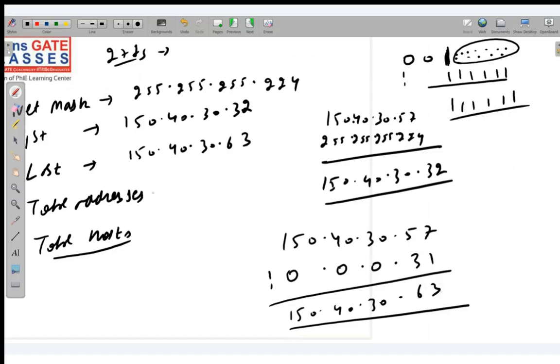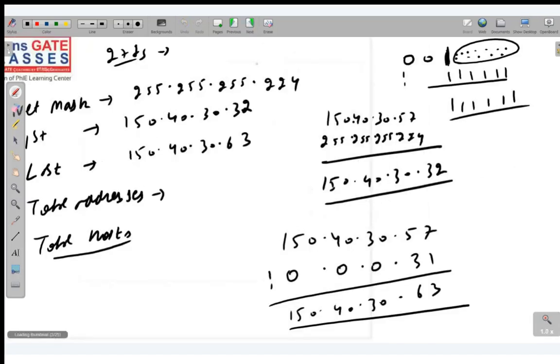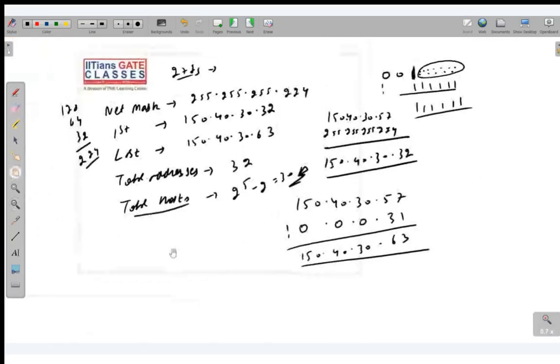So 150.40.30.63 is the last address. Total addresses is very simple. I have told you in the previous slide, only 5 bits, so 2 power 5, that is 32. Total hosts, 2 power 5 minus 2, that is 30. This is my answer for this question. So you can take the snapshot. Once done, please let me know, then I will jump to the next slide.